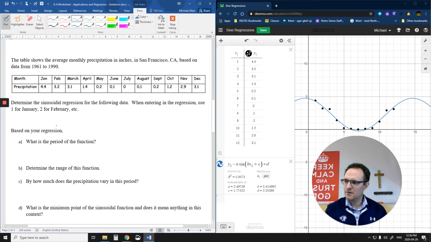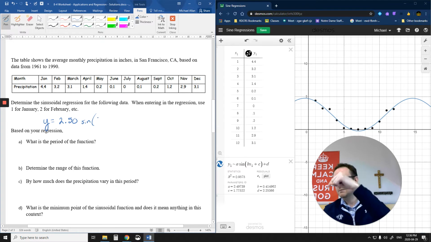Okay, so first of all, I'm going to write down what my regression is. So it's A sine. So A, let's put 2 decimal places. So this is going to be 50 sine, because it's 4.97. So that 7 is going to round up the 9 to a 10, which will round up the 4 to a 5 as well.